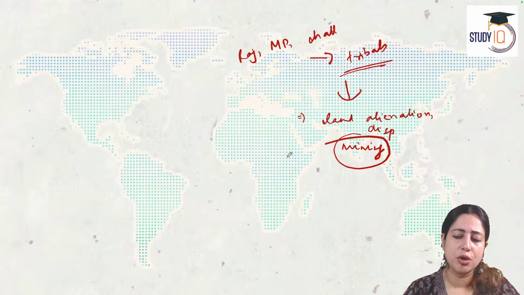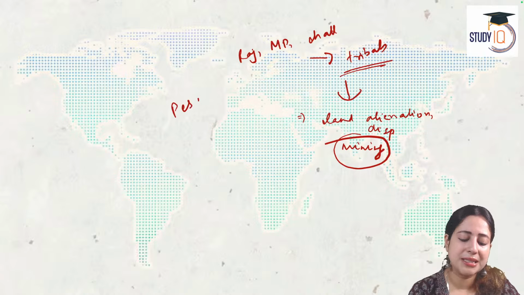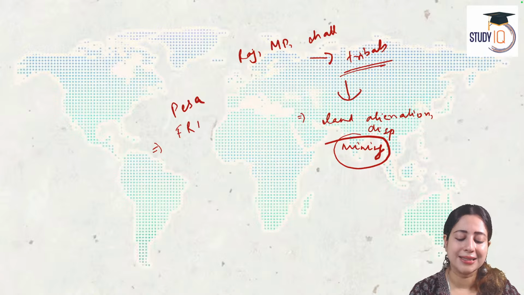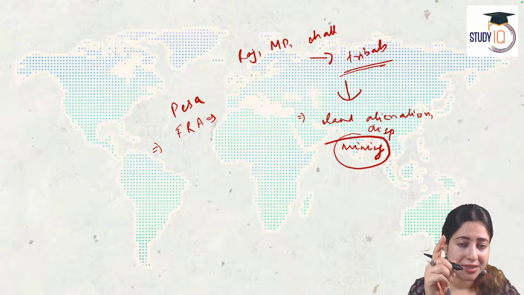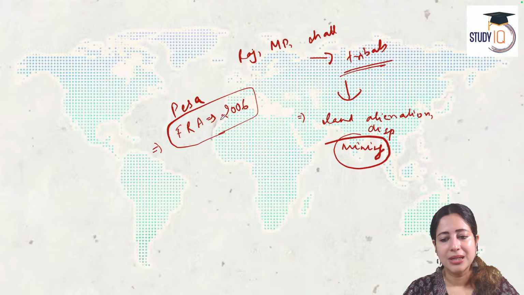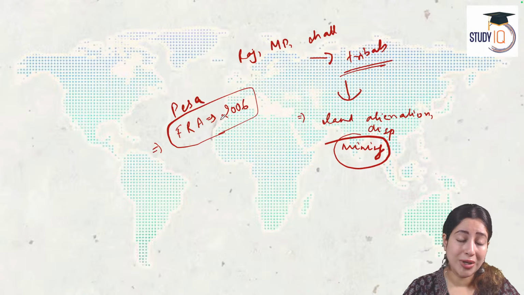Poor implementation of acts like PESA, the Panchayat Extension to Scheduled Areas, which extends panchayat-like rights to tribal areas and gives tribal councils more empowerment, is not implemented properly. Similarly, the Forest Rights Act 2006, under which tribals have some rights over the forest, is also not properly implemented right now. At the same time, on the one hand, you are seeing a rise in UPI transactions.